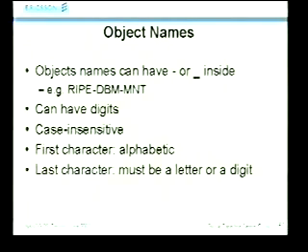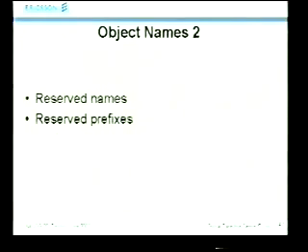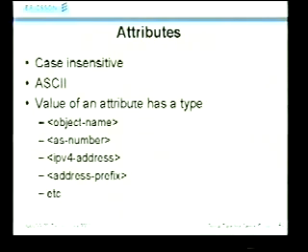However, with these object names, you have reserved names and reserved prefixes. So just to go back for one second, what I'm saying is an attribute has a type. I'm now talking about the value called object name. The value of an attribute has a type, and I'm now looking at the object name value. The object name follows these rules, and they have reserved names and reserved prefixes in these names.